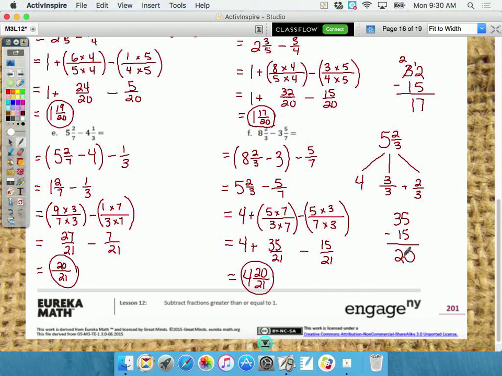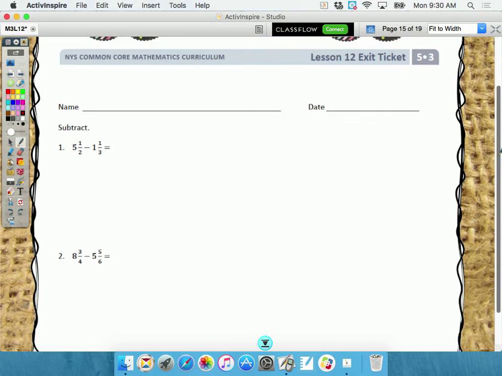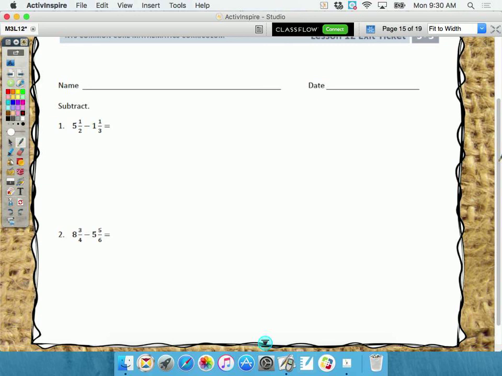Okay, I'm going to go backwards and let's take a look at the exit ticket. Now, Monday is a lot better than Friday in my opinion. Yes. Okay, you've already done number 1, but I want you to do it the new way. So when you do number 1, you're going to decompose. So let me get you started, okay?